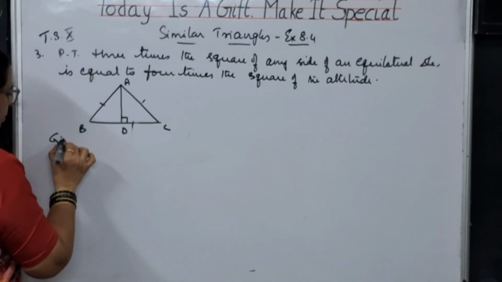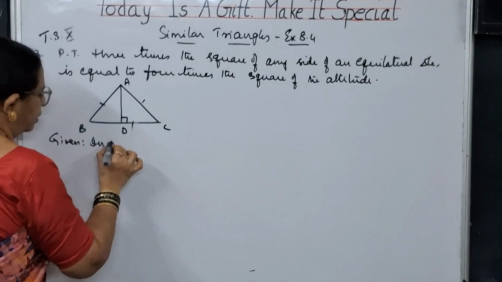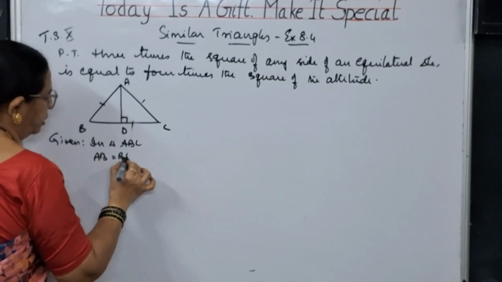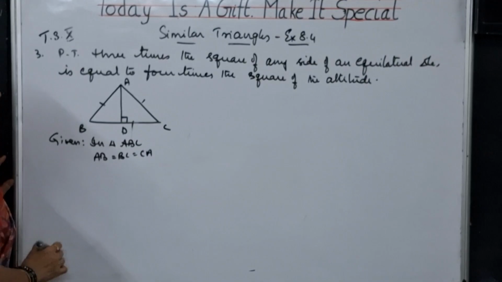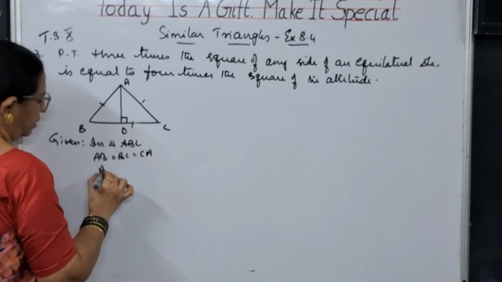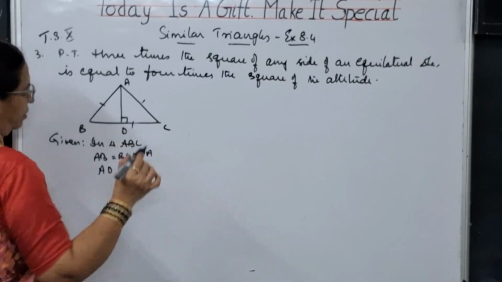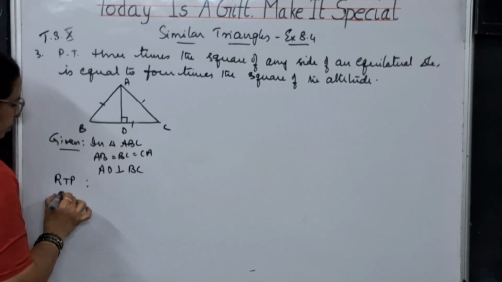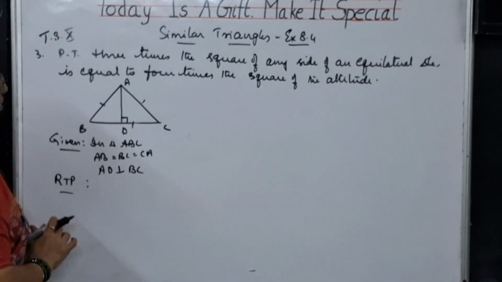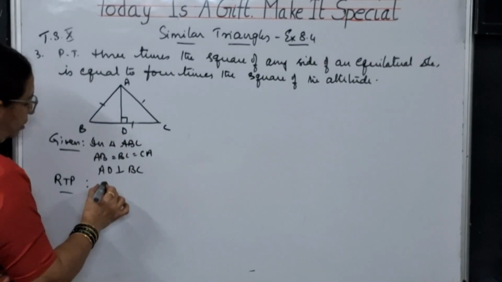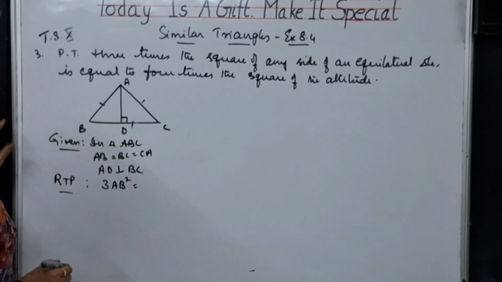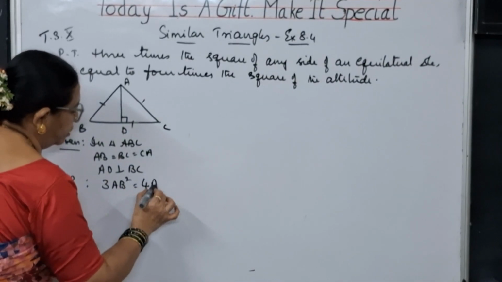So what is given to us? In triangle ABC, AB is equal to BC is equal to CA, equilateral triangle, and AD is perpendicular to BC. This is the altitude. Now what is RTP, required to prove? Prove that 3 times the square of any side of a triangle. That means let me take AB. 3 times the square of any side of an equilateral triangle is equal to 4 times the square of altitude.